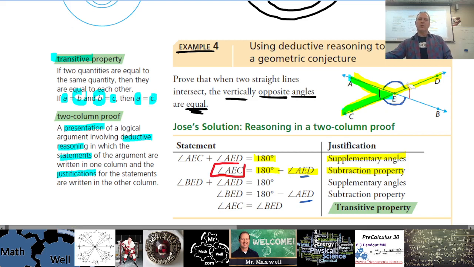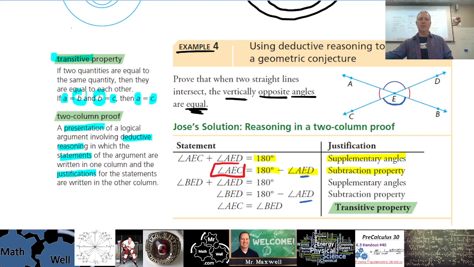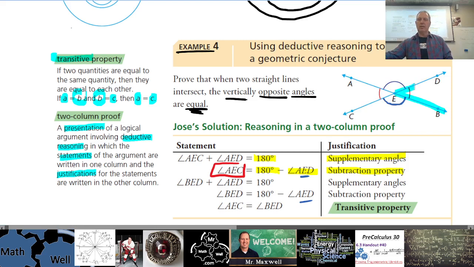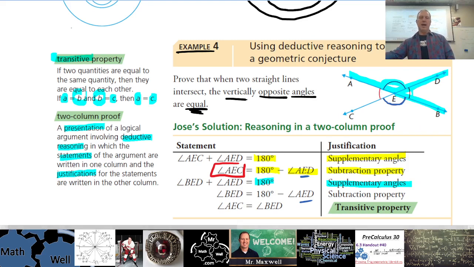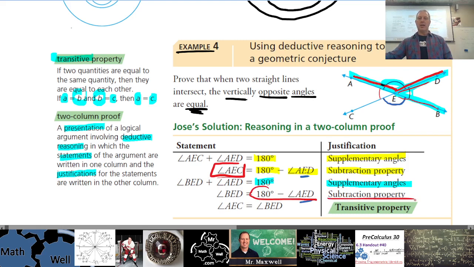So now we will switch gears a little bit, take a look at the same diagram, but I'm going to say that angle BED, that's this one, and angle AED, notice this is the same angle that we used in the first statement, those are equal to 180 by the same property. They are supplementary angles. Okay. Now, what you should be noticing here is that I have used this angle AED twice in my reasoning. So BED, when I rearrange this equation, equals 180 minus AED by the subtraction property again.